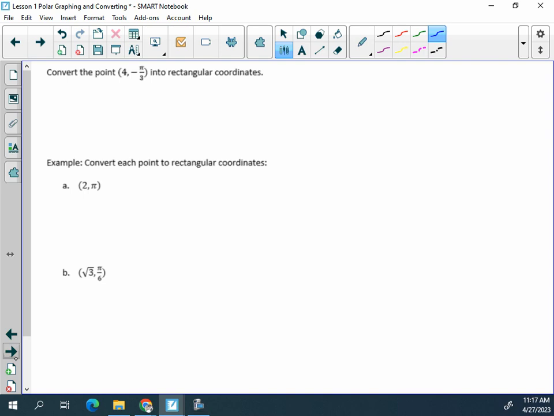All right, so we're going to convert the point 4 comma negative pi over 3 into rectangular coordinates. So remember, this is my r and this is my theta. I should put them below, r and theta. Okay, and according to what we just wrote out, x equals r times cosine of theta, and y equals r times sine of theta.